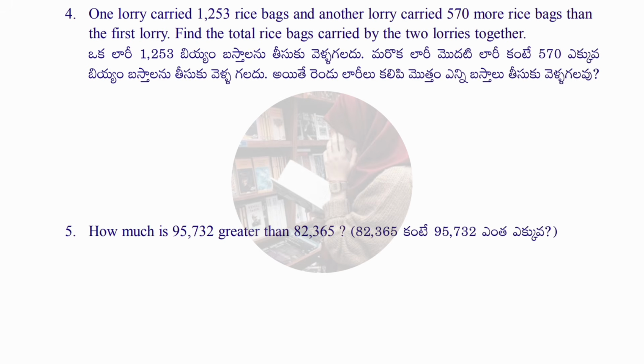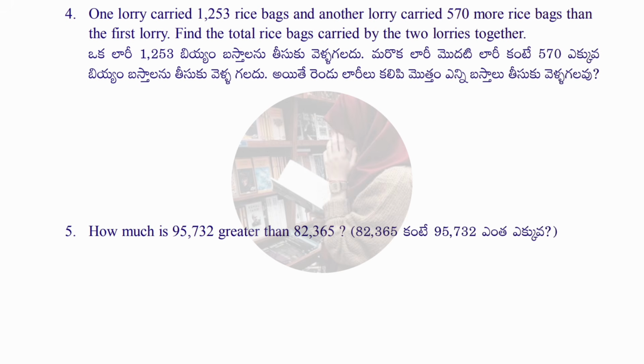Okay, now we'll move to the fourth question, which is one lorry carried 1,253 rice bags and another lorry carried 570 more rice bags than the first lorry. Find the total rice bags carried by the two lorries together. Actually, the question is there were two lorries. Okay, each lorry carried the rice bags, but first lorry carried 1,253 rice bags, but another lorry carried 570 more rice bags than the first lorry.